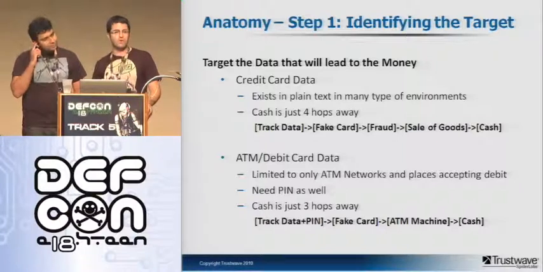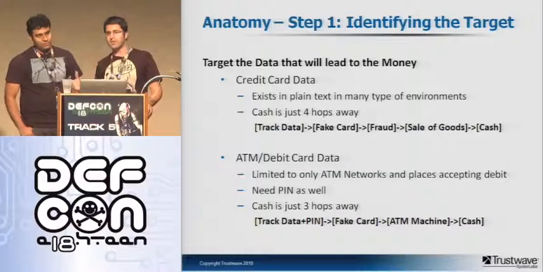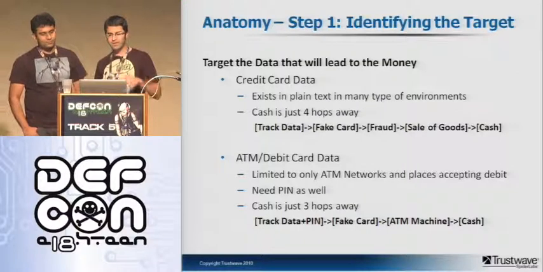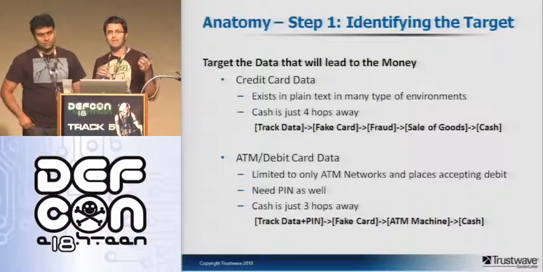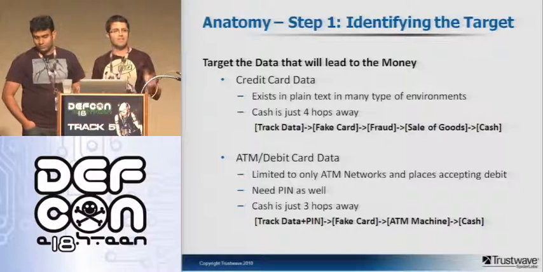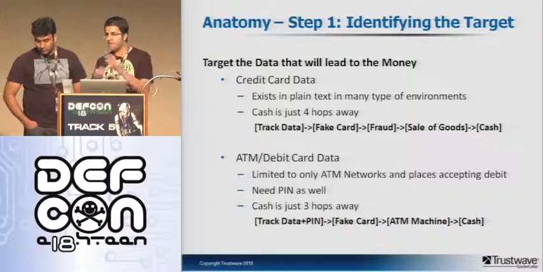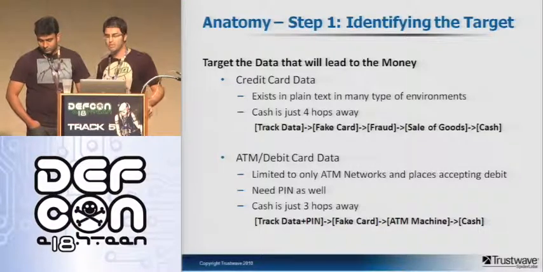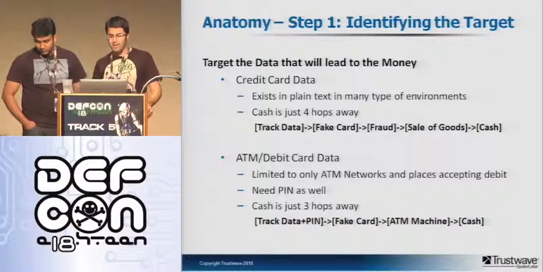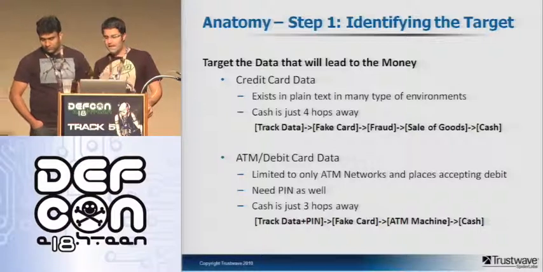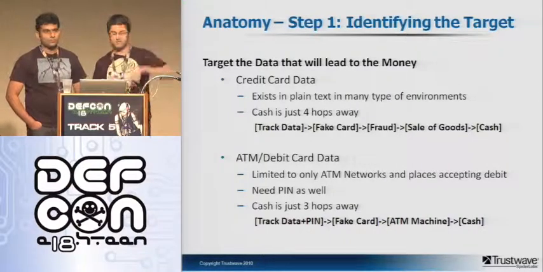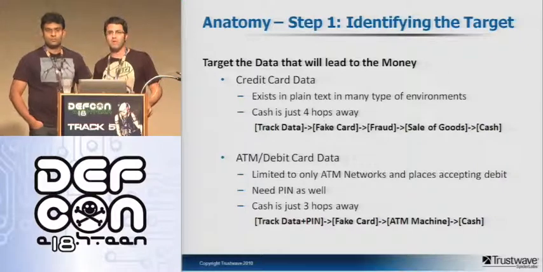So the two big focuses that we see are credit card data, that's one piece of data they're looking for, and then also ATM and debit card data. Now, in the credit card data world, the data exists in clear text in many locations and environments. It's not supposed to be in clear in all environments after it's been used, but we often find it is, and we'll talk a little bit more about why that is. But basically, the cash itself, you see this chain on the screen there. That's what I call the malware food chain.